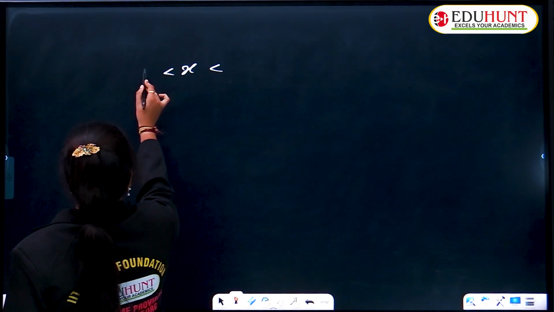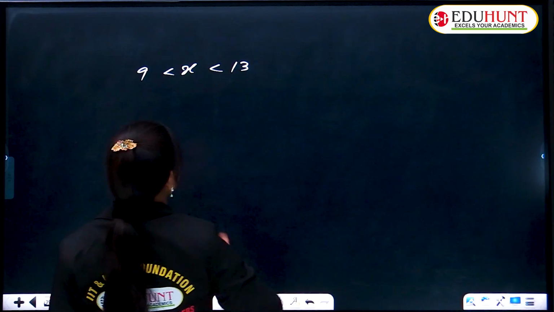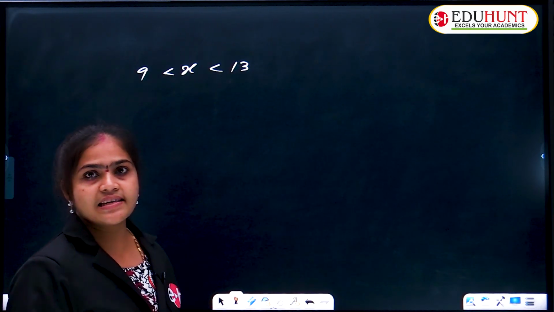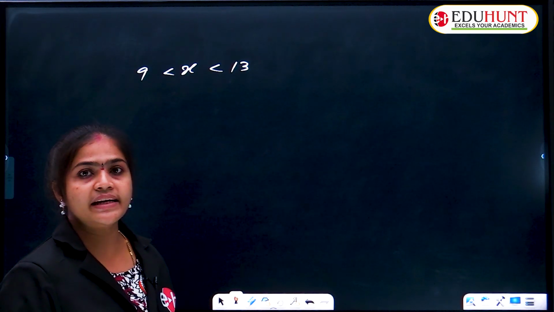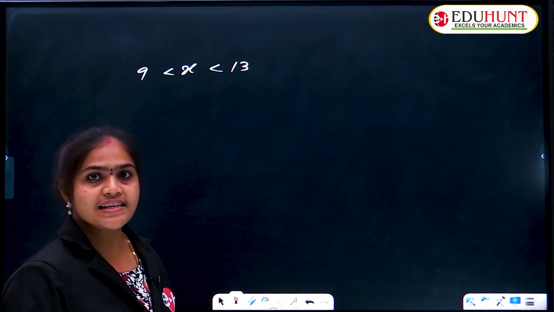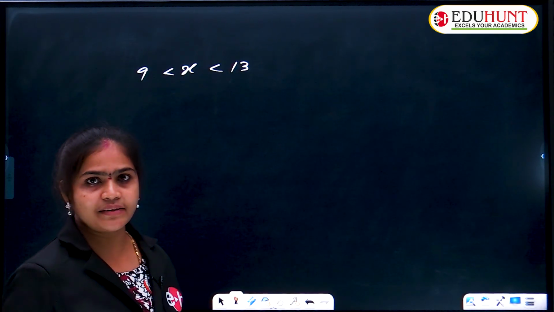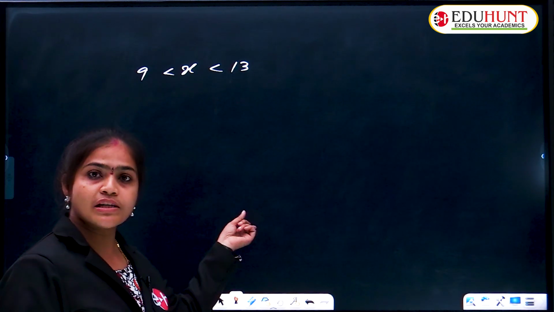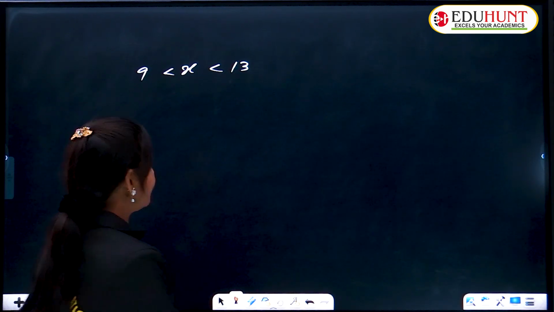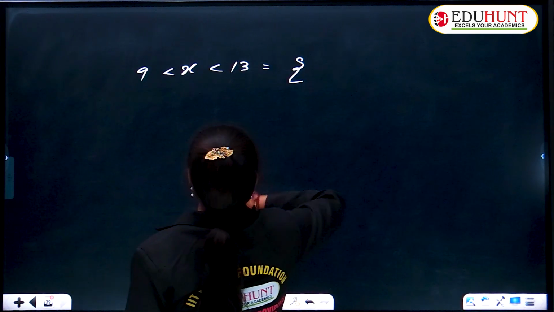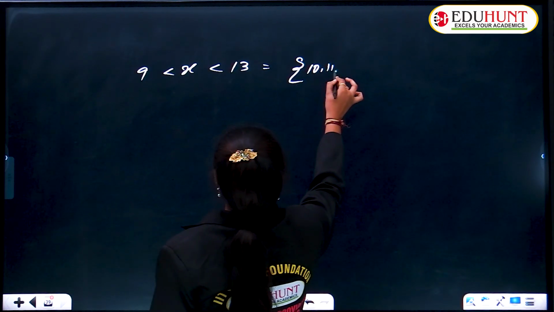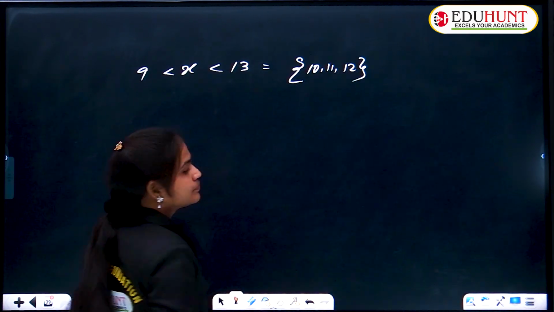And in the same way, say that x lies in between 9 and 13. 9 is less than x, x is less than 13. Then how to write this one? See that, x lies in between 9 and 13, but x is not equal to 9, x is not equal to 13. Then here how to write that set? 10, 11, 12. That's it.